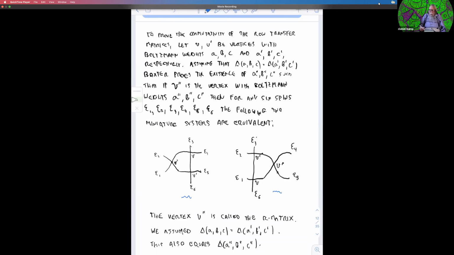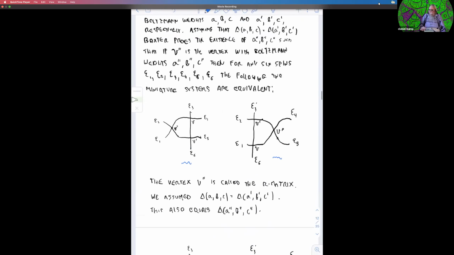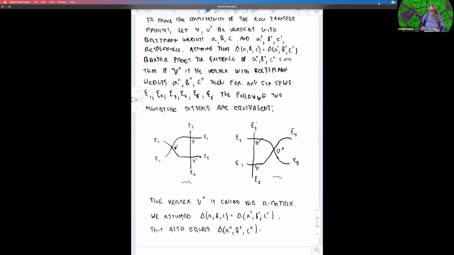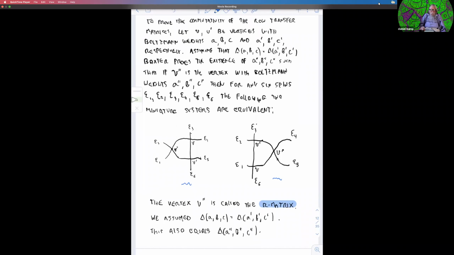So you can write down an algebraic formula that expresses the Boltzmann weights for V double prime in terms of those for V and V prime. I won't do that because we don't need it. We just need the existence of this vertex. And I'm going to call this vertex the R matrix. Are there any questions about what I've asserted?